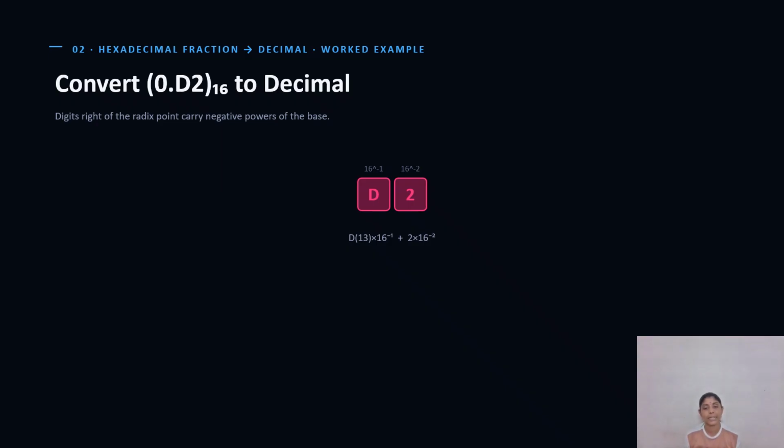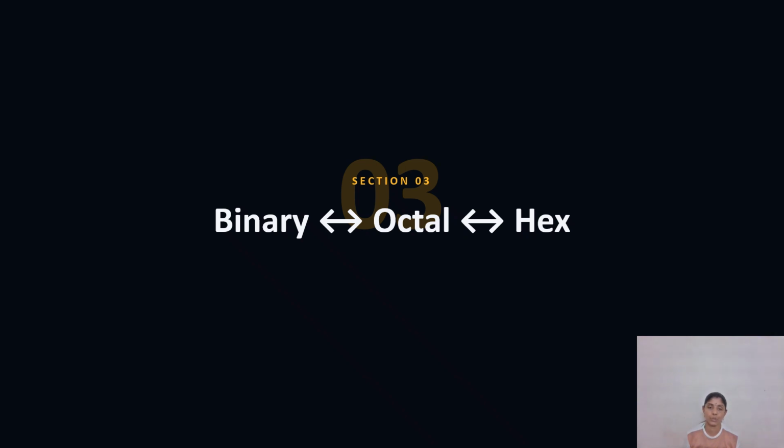So 13 into 1 by 16 plus 2 into 1 by 16 power 2. So the resultant is 0.8203125 in decimal. This is the way how you have to convert the fractional part to the decimal value. It may be the binary, it may be the octal, or it may be the hexadecimal, right?